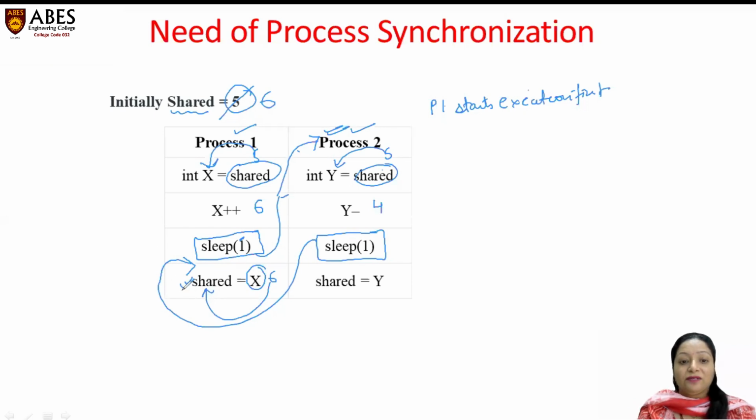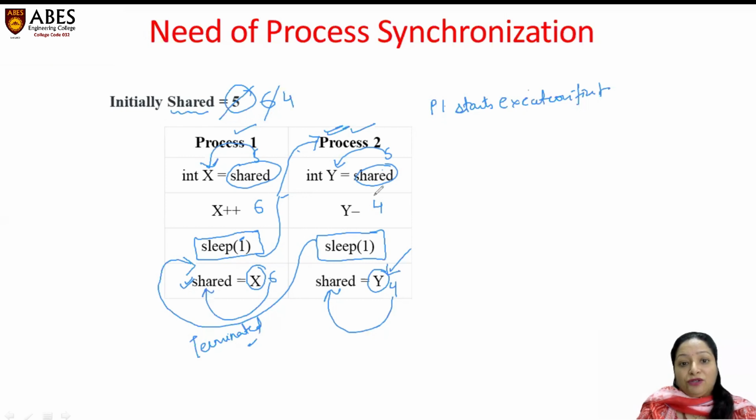Now, after executing the last instruction, the process P1 is successfully terminated and it will release the CPU. Again, we do not want the CPU to be idle. So the CPU will resume its execution from process P2, starting from this instruction. Now, what was the value of y? The value of y was 4. So it will be stored in the shared variable. Now, the final value of the shared variable is 4.